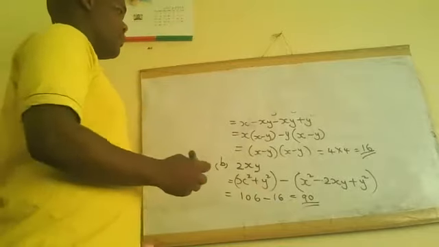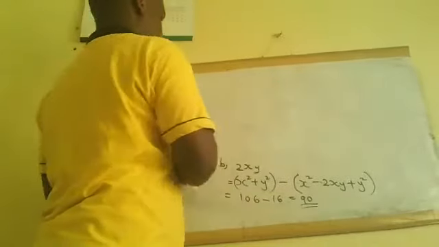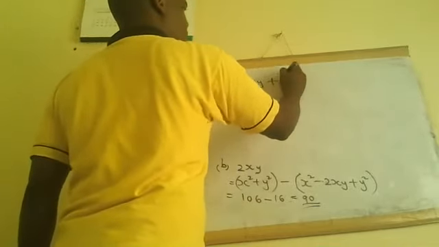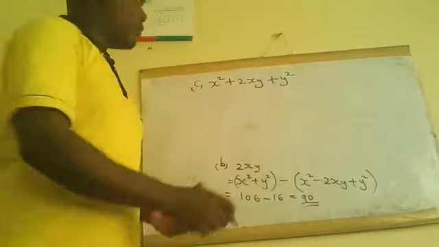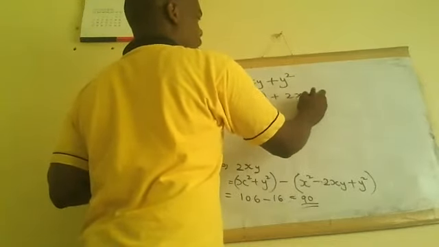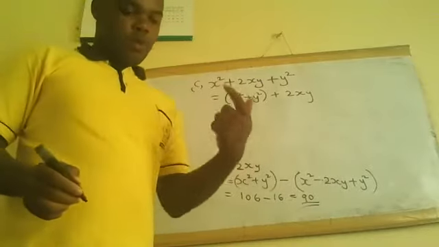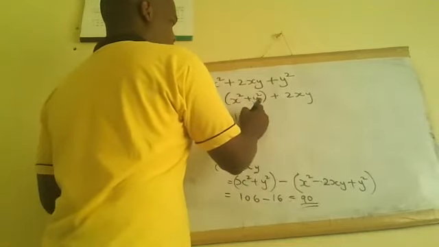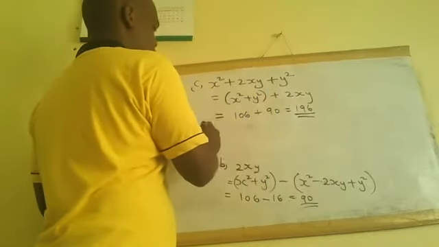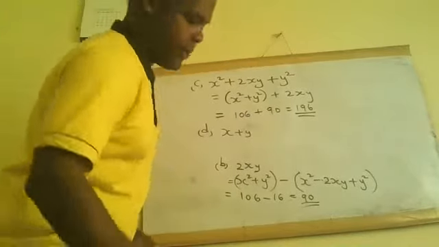Then part C, x squared plus 2xy plus y squared. So this one is the same as x squared plus y squared plus 2xy, like that. But what is x squared plus y squared? x squared plus y squared is 106. So 106 plus what? 90, which is 196. And then part D, we are told what is x plus y.